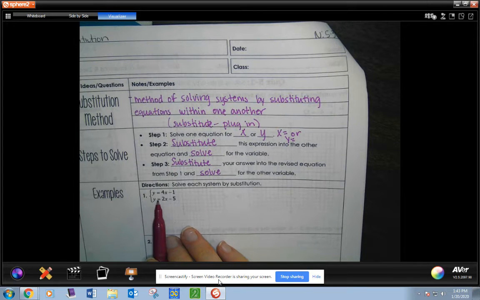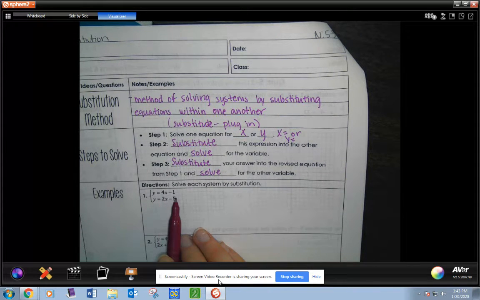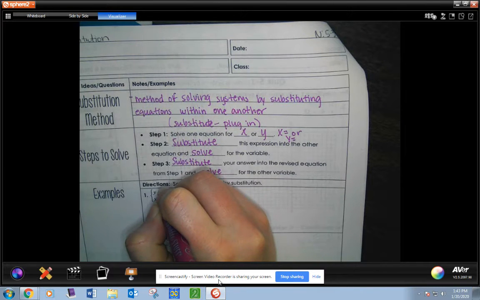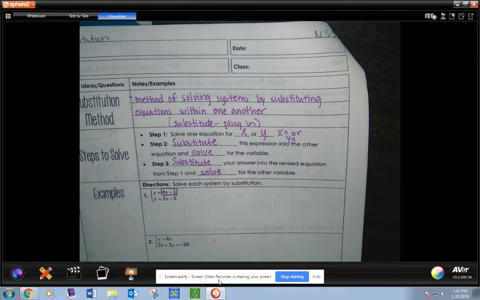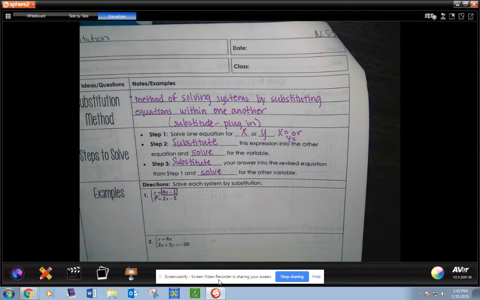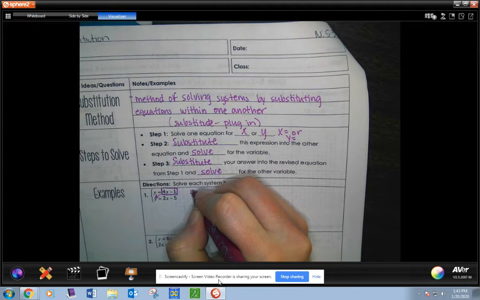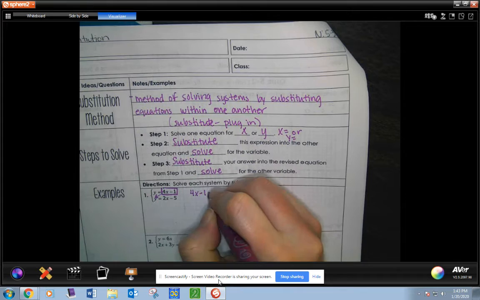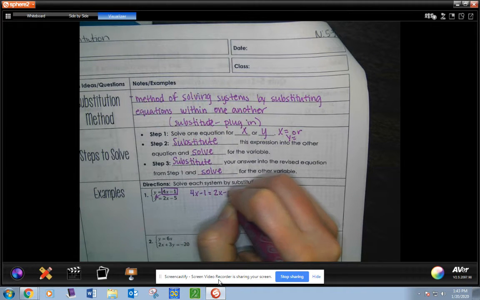So if you look at number 1, I have y equals 4x minus 1, and I have y equals 2x minus 5. Both of these are in y equals, and it doesn't matter which equation it is, you just need one. So since the top one is in y equals, I'm going to box what it equals. And then since the y is on the outside, I'm going to move down to the bottom equation, and the box is going to replace the y, the outside letter, in the other equation. So I'm going to rewrite this as 4x minus 1, so I'm plugging this in to the other y, and I'm going to keep the equals 2x minus 5.